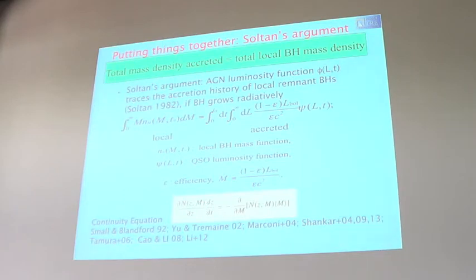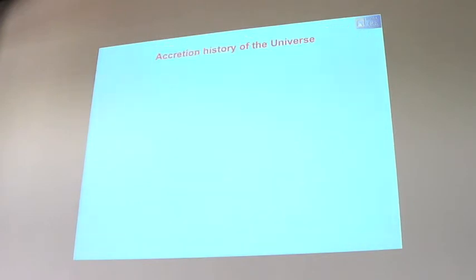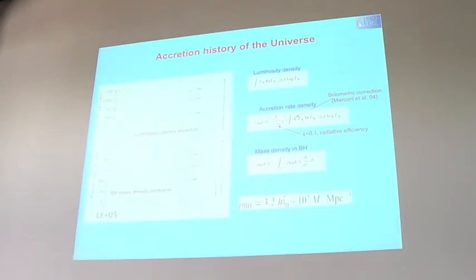So this job has been done several times. This is called the Soltan argument. You have to solve this equation, in which the efficiency enters, and you have to solve the continuity equation. You can do this with the luminosity function: you compute the luminosity density, you convert it into the accretion rate with the bolometric correction factor and efficiency, and you get the mass density. This is the evolution we get, for example, with our best fit luminosity function. You get at the end the local density of black holes in the universe, and these are recent estimates that more or less are in agreement with that.